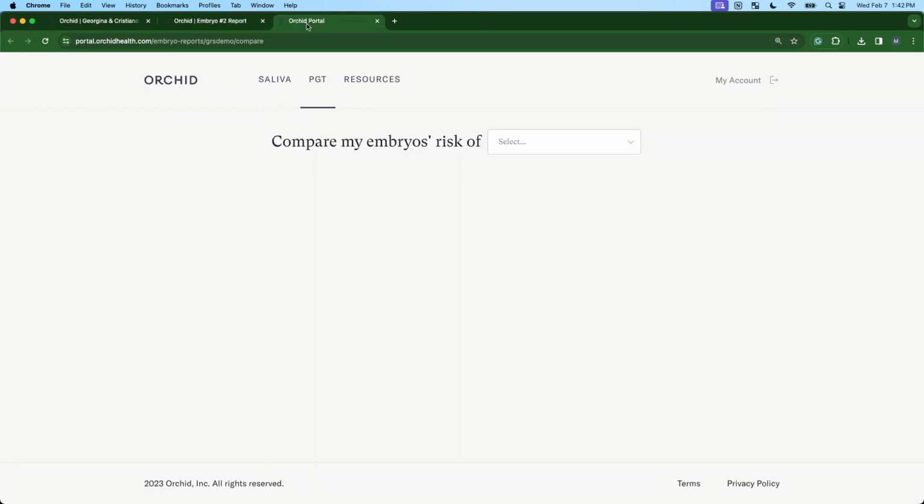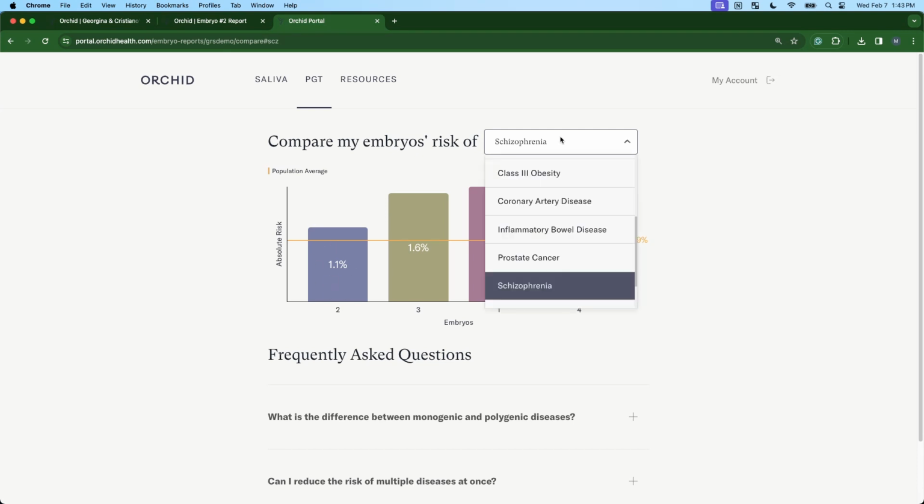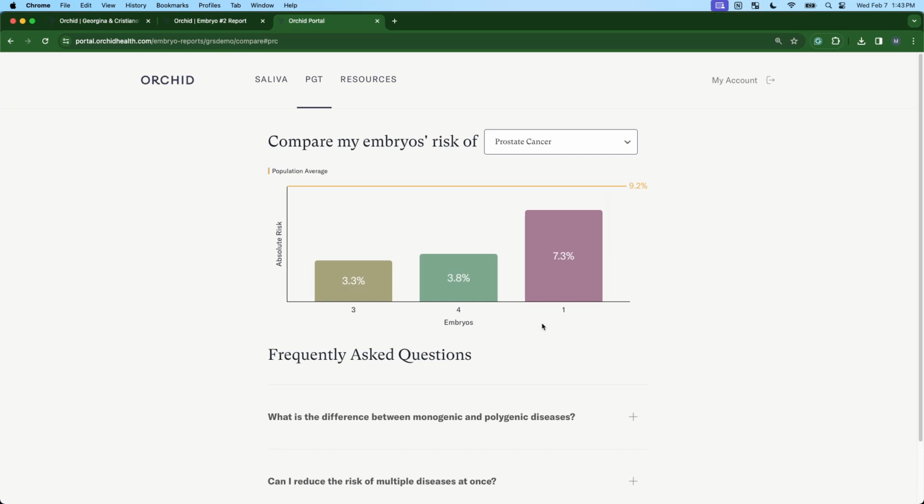If you are interested in comparing an embryo to each other, we do have a tool that's available for this. We'll use schizophrenia as an example again. You'll be able to compare each of the chromosomally normal embryos if you are wanting to prioritize an embryo with the lowest risk. The orange bar again depicts the general population risk, and then the information is provided for each of the embryos. You can do this for any of the conditions that are screened. Again, genetic counseling is available to review the results, and this online portal is a way to be able to review the results after a genetic counseling session.